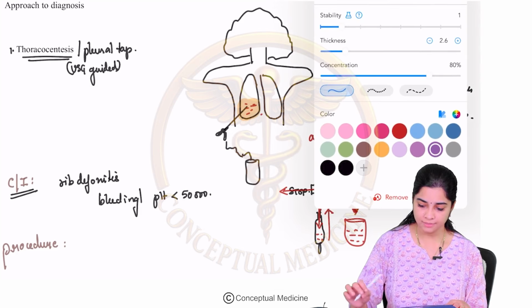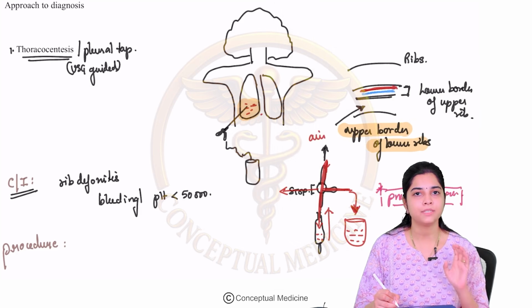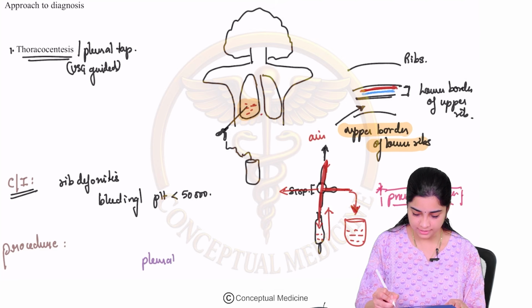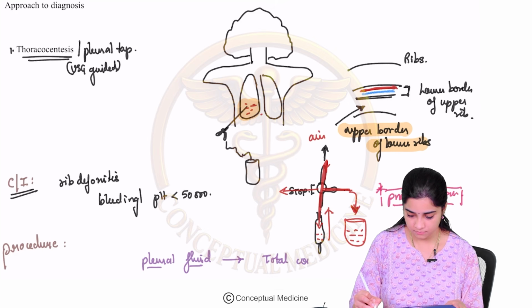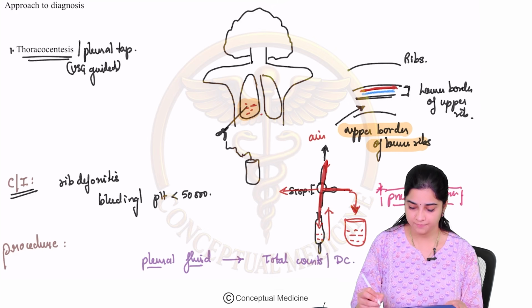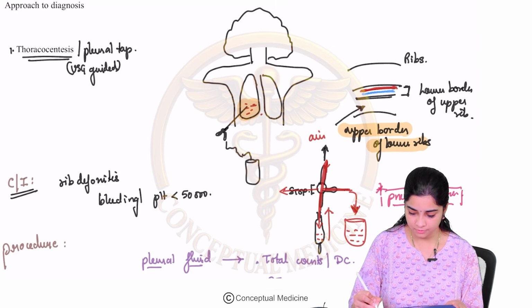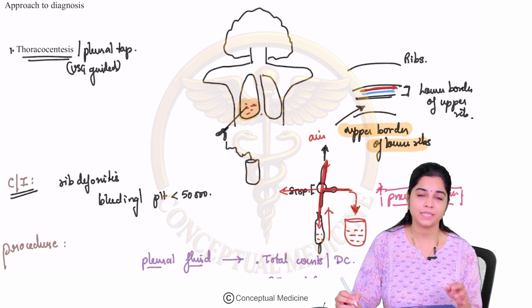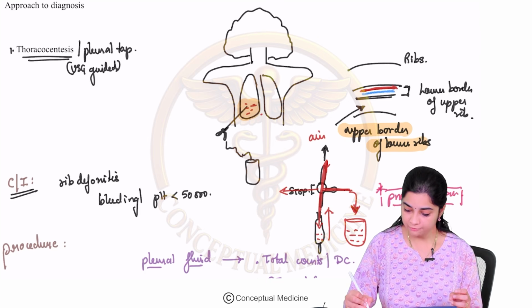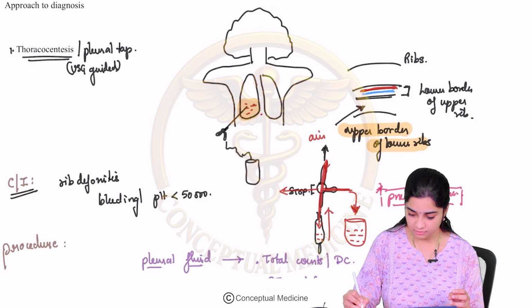Now once you have obtained a pleural fluid sample, what are the samples that you want to send? You will send for a routine, which includes the total counts and the differential counts. Then you will have to send for a pleural fluid protein and a pleural fluid LDH. And if you are suspecting an infection within the pleural cavity, you may have to send for a pleural fluid gram stain and a pleural fluid culture.